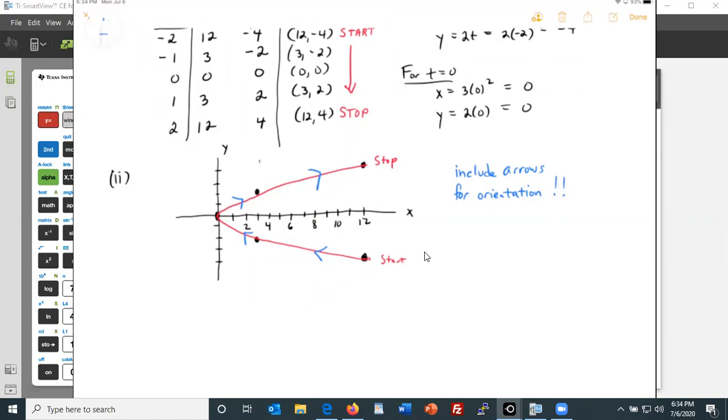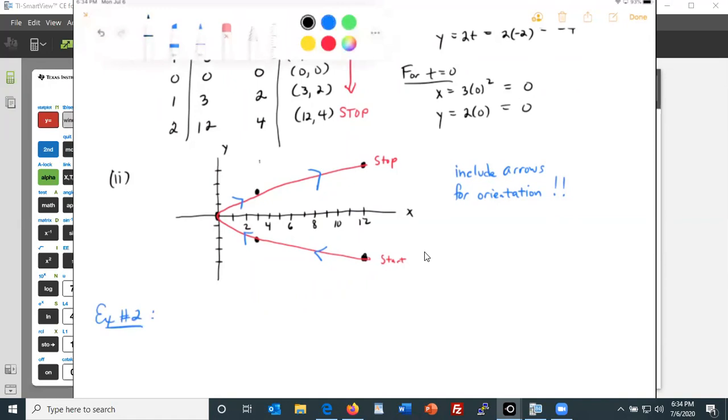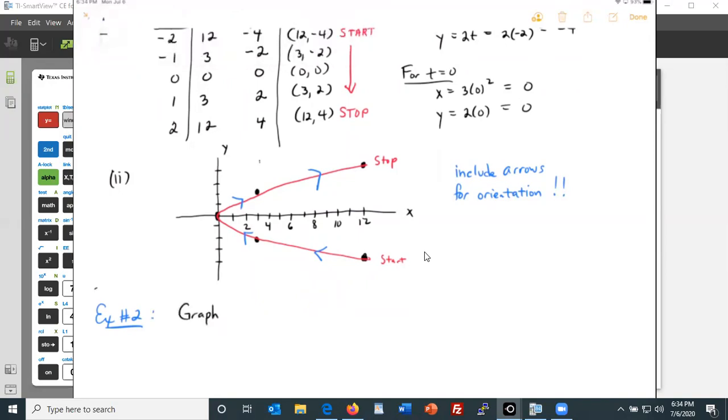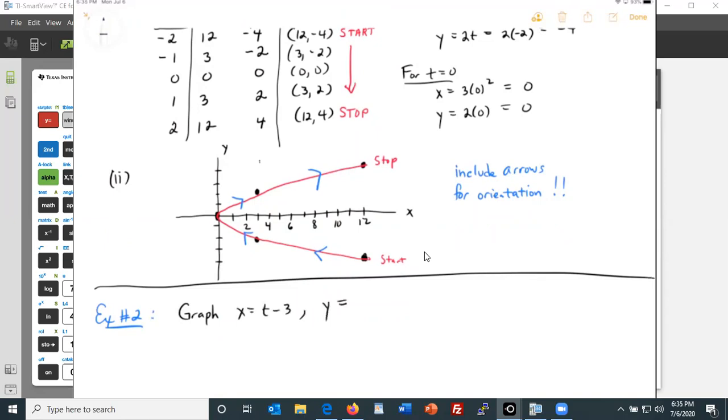All right, let's do a second graphing example. Let me change that back to black. It's easier to see. All right, so let's do an equation that's a little simpler, I guess. So we want to graph x equals t minus 3, and y equals 2t plus 4 on the interval 0 is less than or equal to t is less than or equal to 2. All right, remember that would just mean brackets 0 and 2.